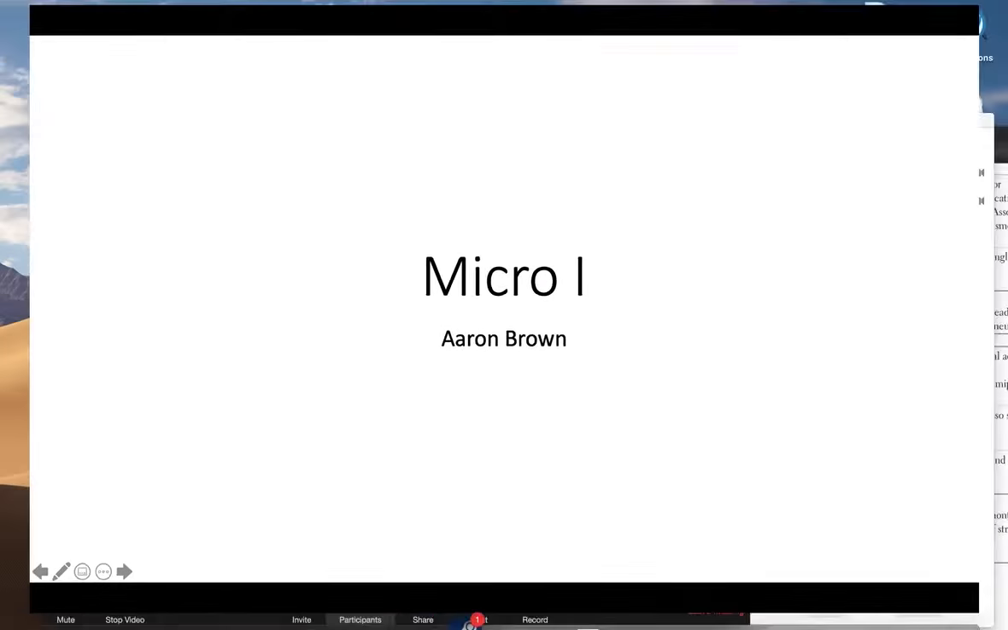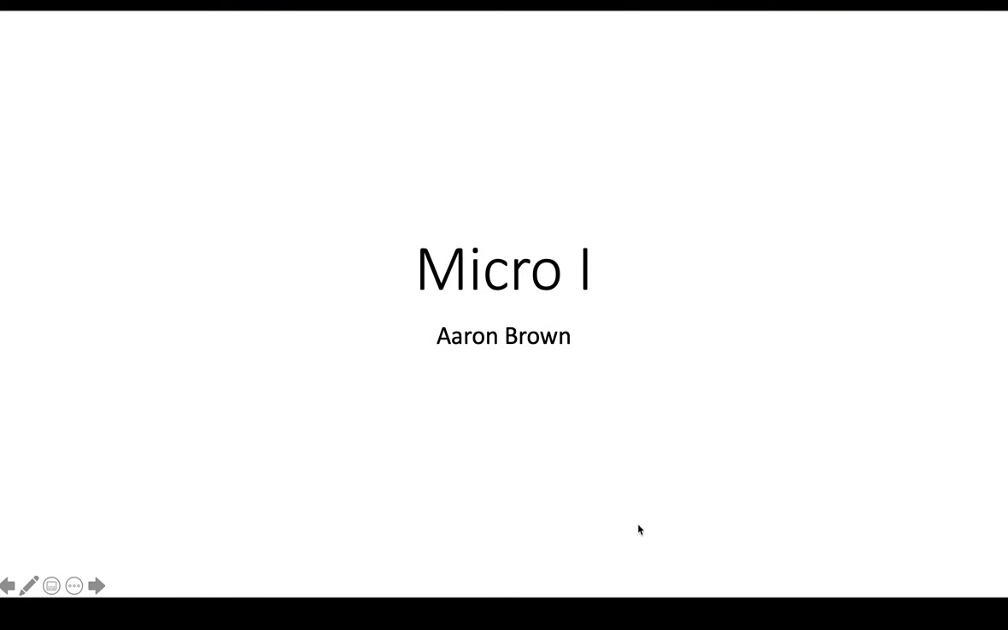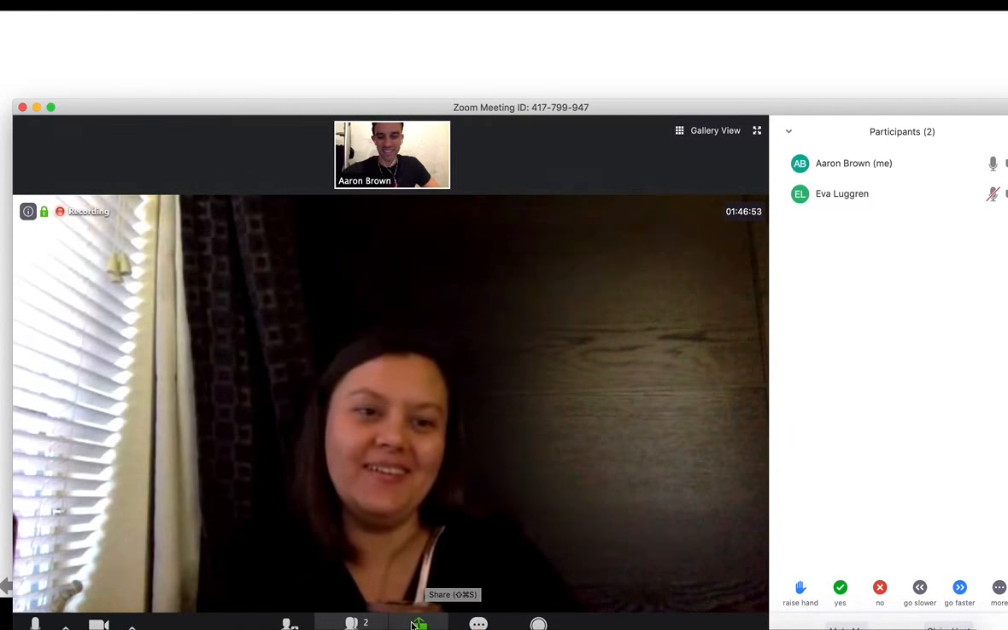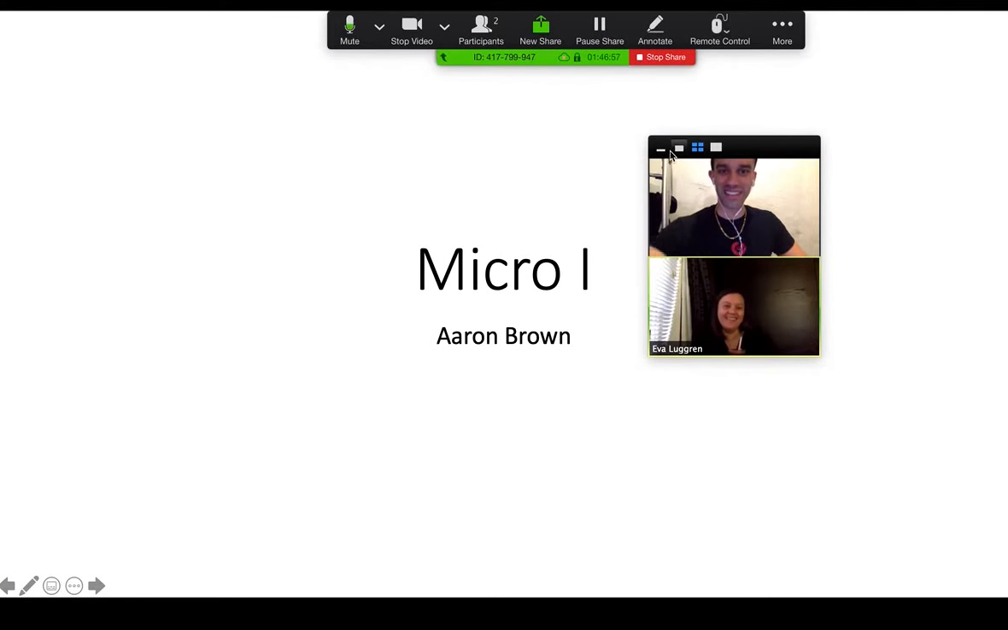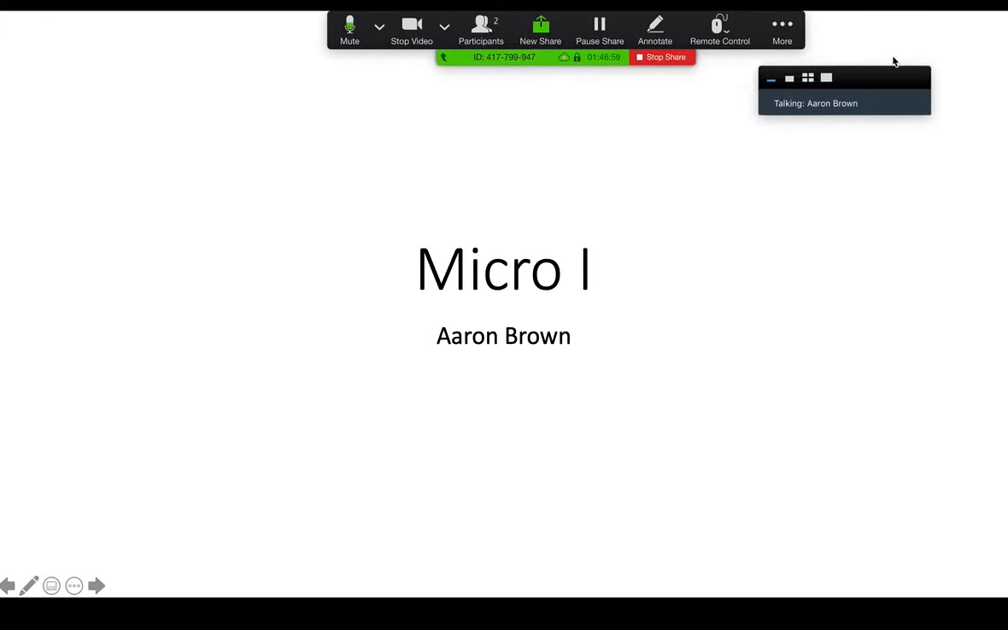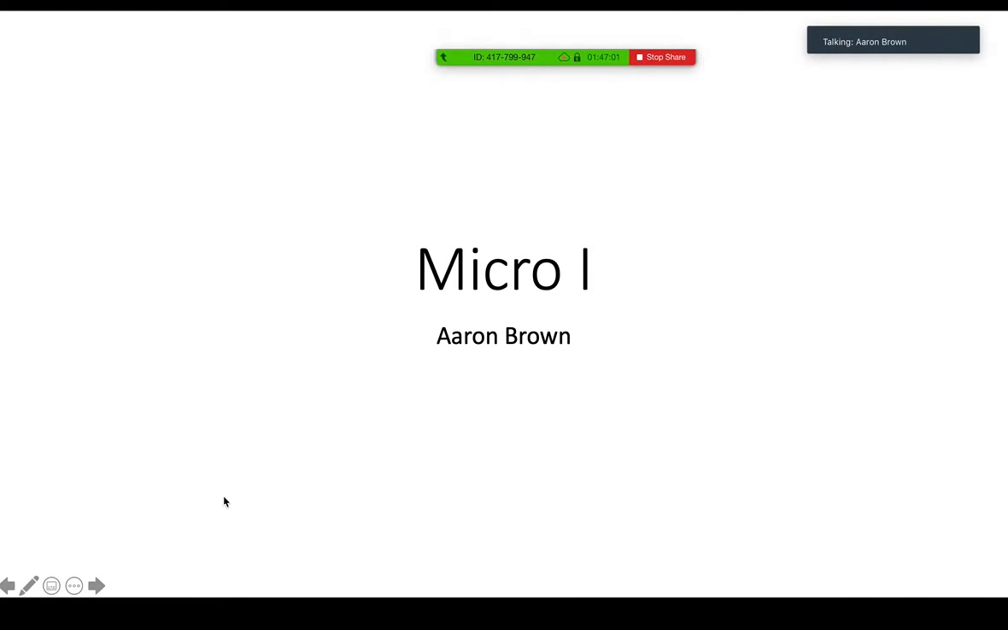Eva is topping up her yerba mate because she knows that micro is not exactly a fun topic, right? Well, I actually like it. You do? Okay. All right. Well, that makes one of us. No, micro is fun. Micro is fun.